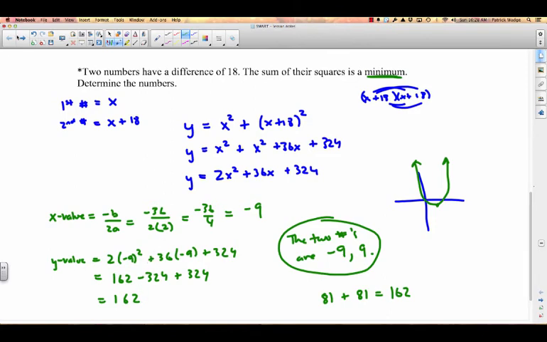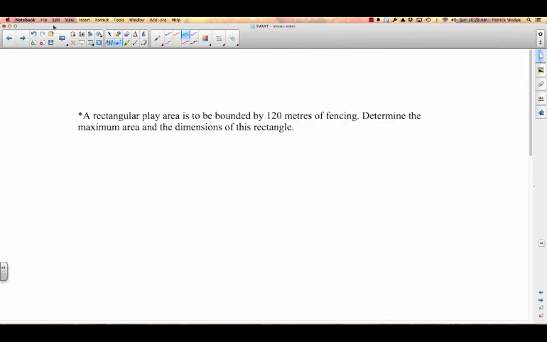Last one. A rectangular play area is to be bounded by 120 meters of fencing. Determine the maximum area and the dimensions of this rectangle. So this time we have to do both. We have to get the dimensions and the maximum area.